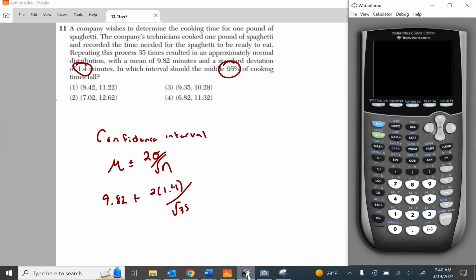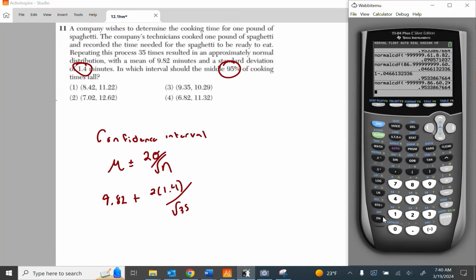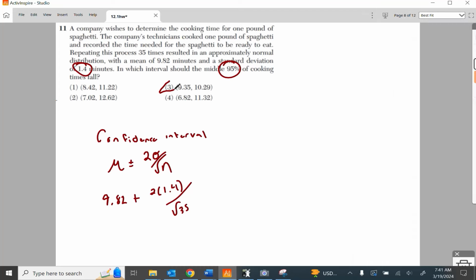Fire up my TI-84 here. 9.82 plus 2 times 1.4 divided by the square root of 35. I'm looking for a 10.29, which is in choice 3.